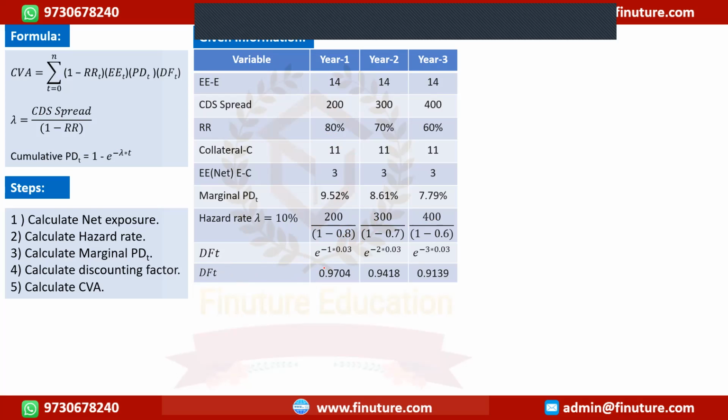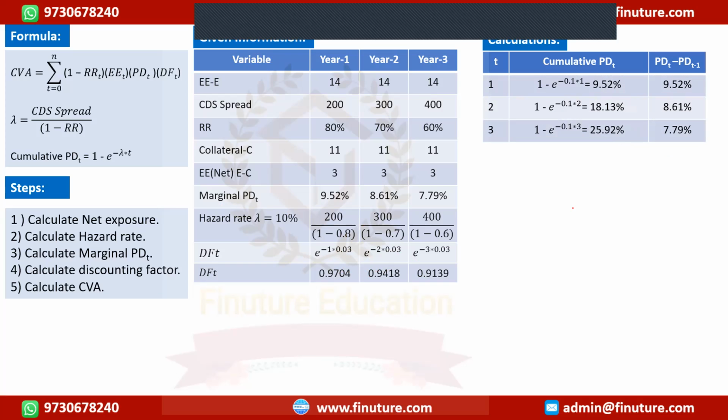And discounting factor can be calculated as exponential of minus time times your risk-free rate. So for year one, it would be 1 times your 3%, then 2 times 3%, and numerically, it would be these numbers in the last row. So coming back to this row, let's see how we calculate this.